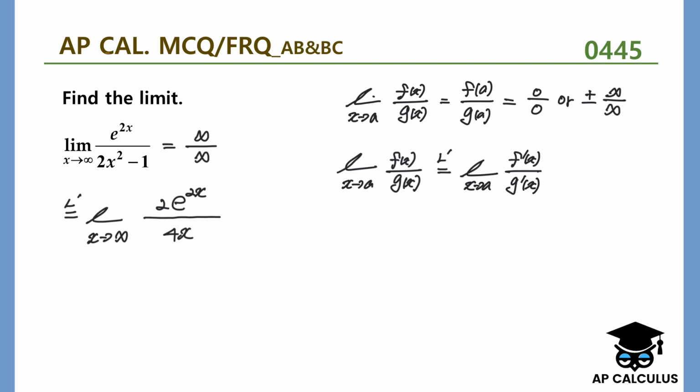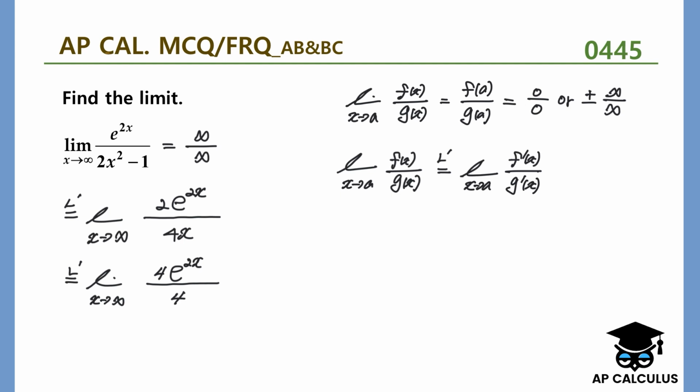Now, let's substitute infinity here and infinity here. Again, that's going to be infinity over infinity, right? So we're going to have to apply L'Hopital's rule one more time. That is equal to the limit as x approaches infinity of the derivative of the numerator, which is 4 e to the 2x, over the derivative of the denominator, which is 4, right?